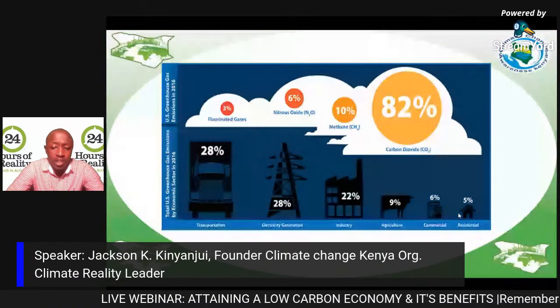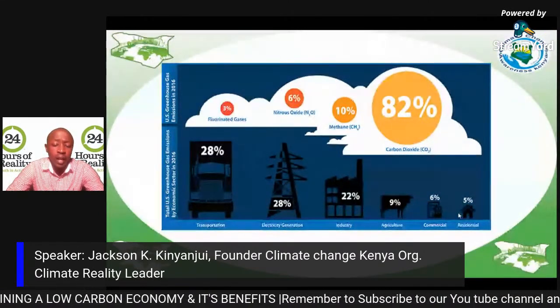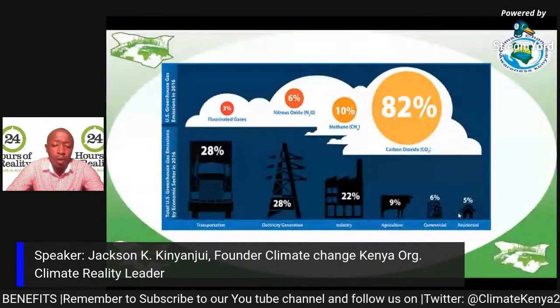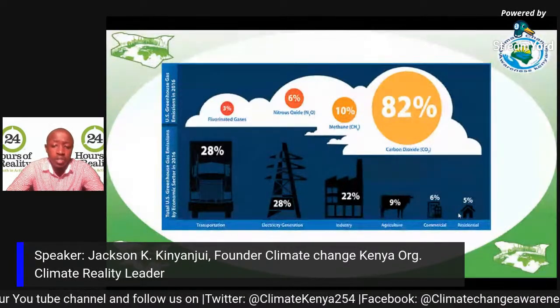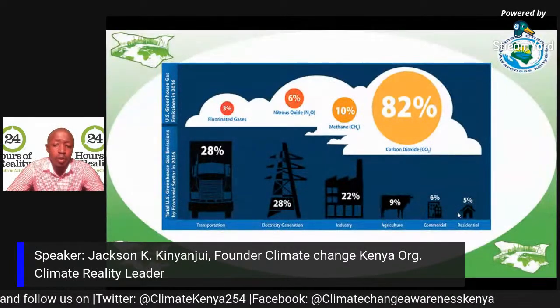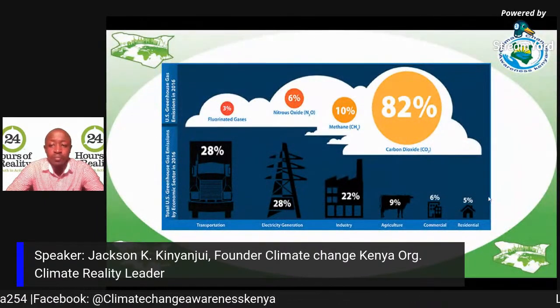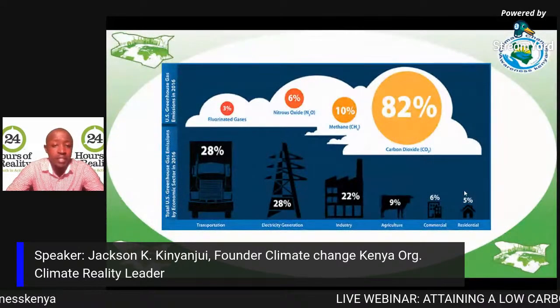When you look at commercial and residential, here I'm talking about the indoor kind of greenhouse gases. When you use all these coolants in the house, refrigerators, air conditioners, they bring forth what we call indoor greenhouse gas pollution. And commercial and residential take up 11%.